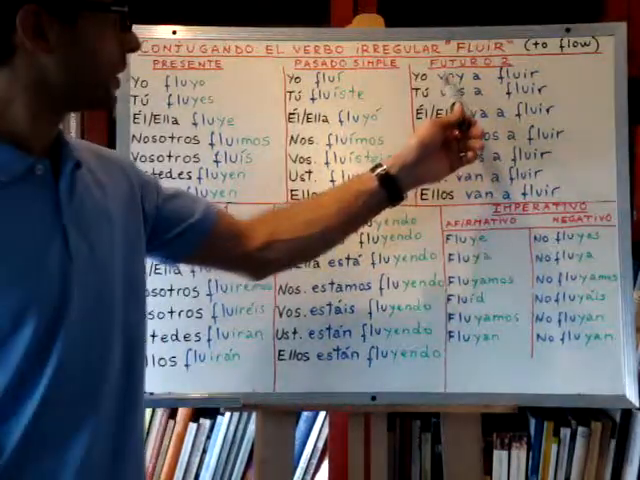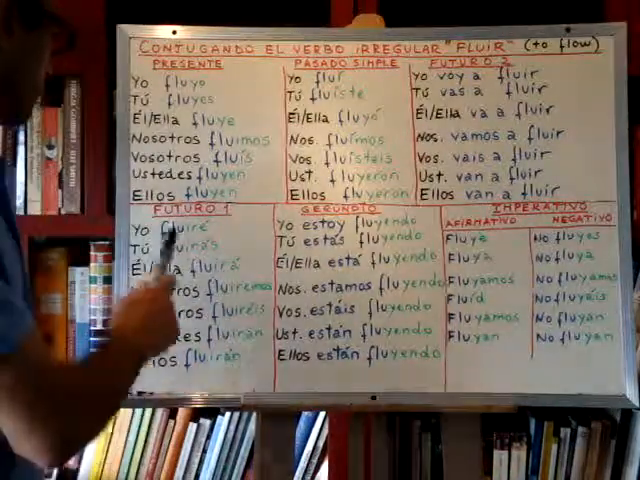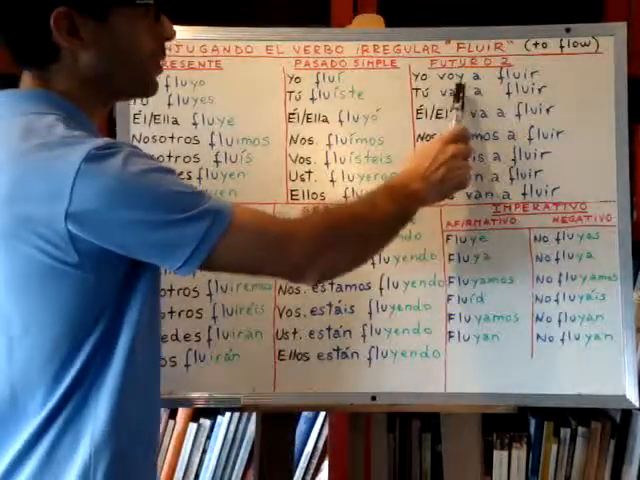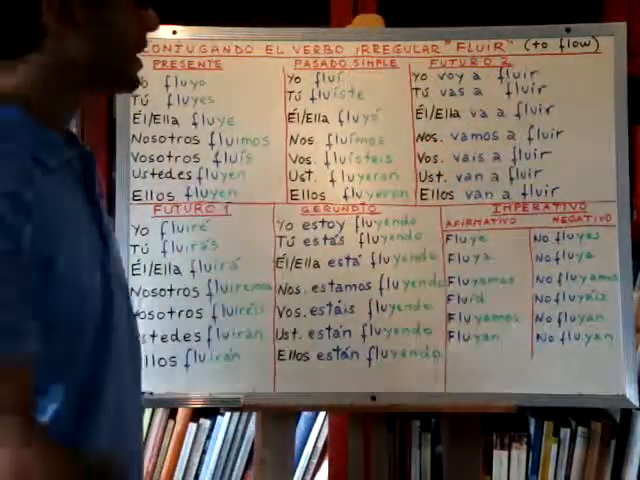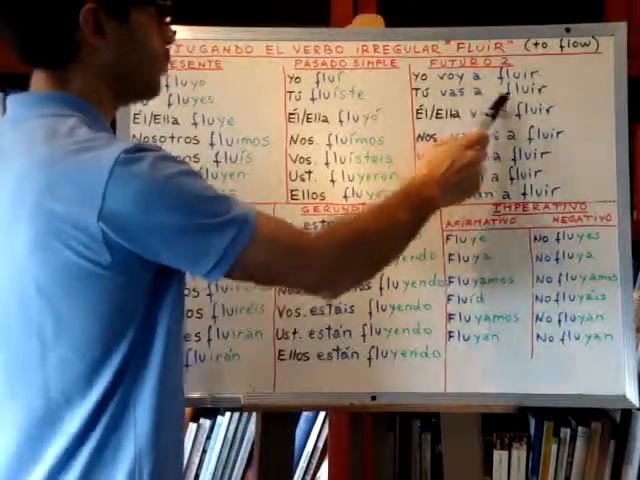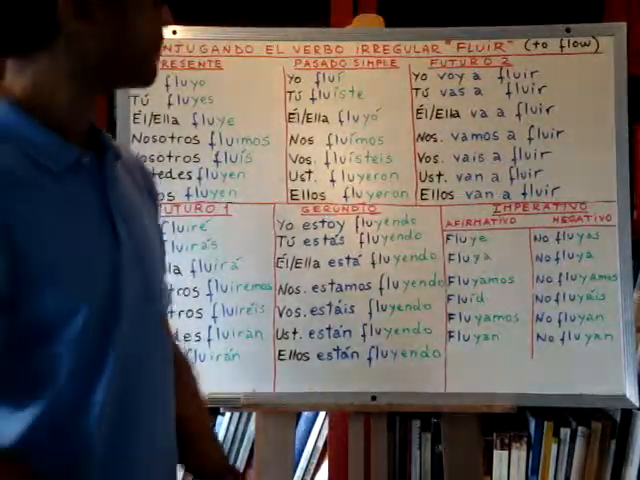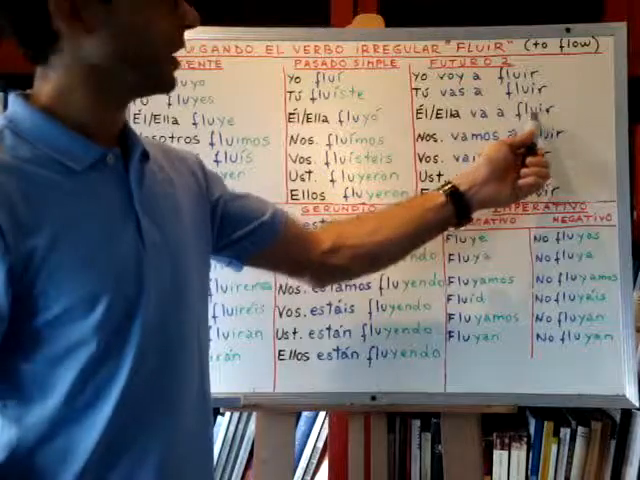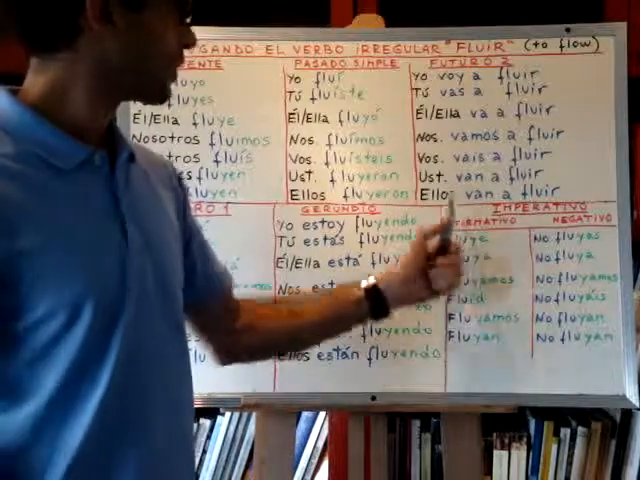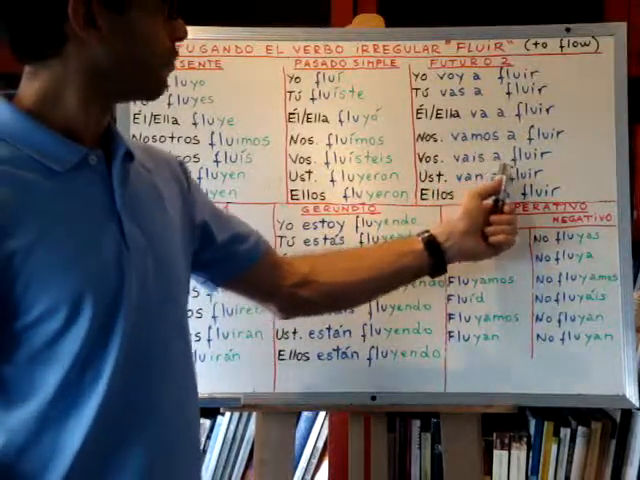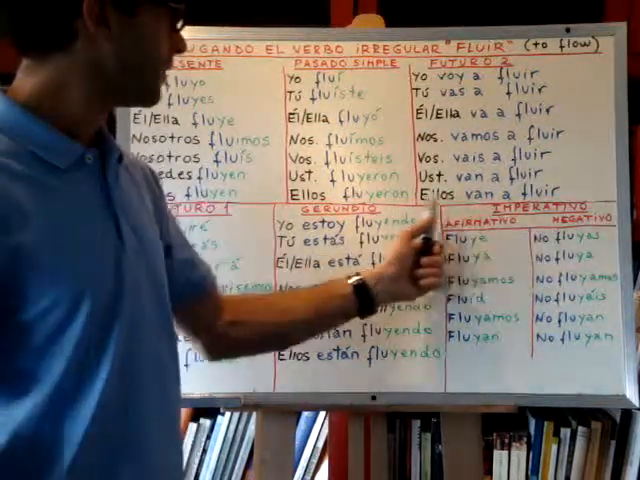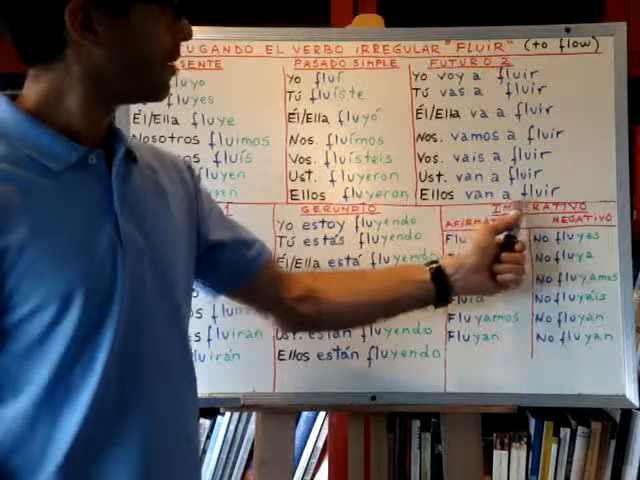Let's go to the alternative future. So, I will flow. We can also say it: I am going to flow. Yo voy a fluir. Tú vas a fluir, you are going to flow. Él va a fluir. Nosotros vamos a fluir. Vosotros vais a fluir. Ustedes van a fluir. And ellos van a fluir.